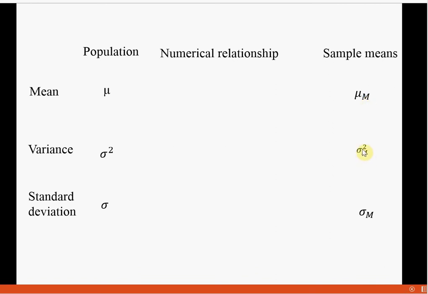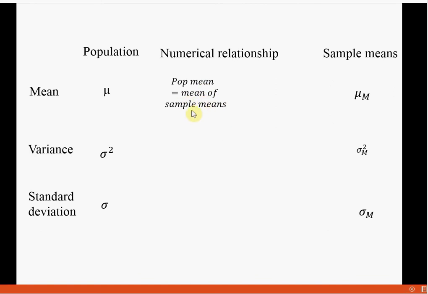Now here, sigma sub m raised to the second power is the variance of the sample means. And its square root, sigma sub m, is the standard error. So this is a set of new notations to represent the mean of the sample means, the variance of the sample means, and the standard error of the sample means. And how these two sets of values relate to each other.